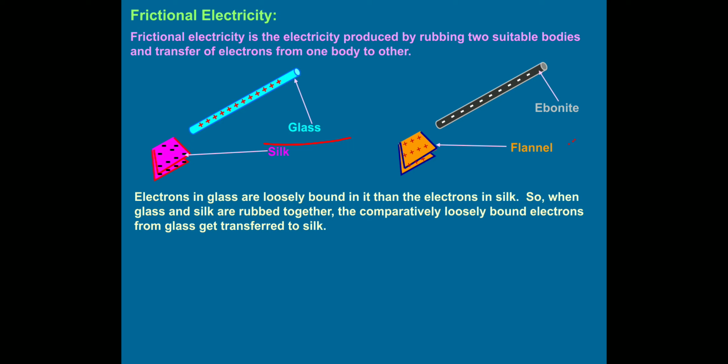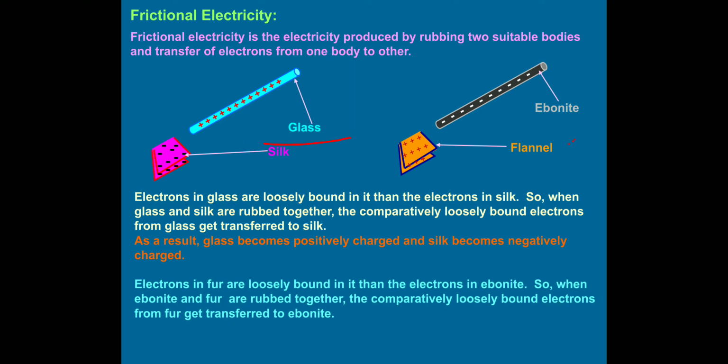तो glass में जो electrons loosely bound थे वो कहाँ चले गए? Silk में transfer हो गए. Now next. As a result, glass becomes positively charged and silk becomes negatively charged because all the negative charge transfers to the silk. That's why silk becomes negatively charged.